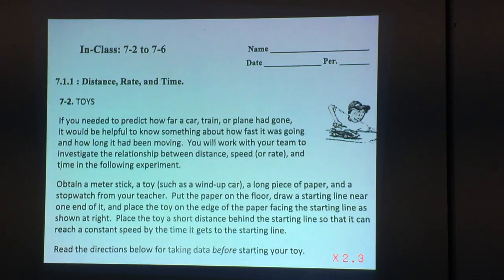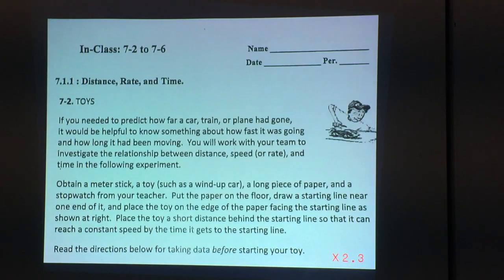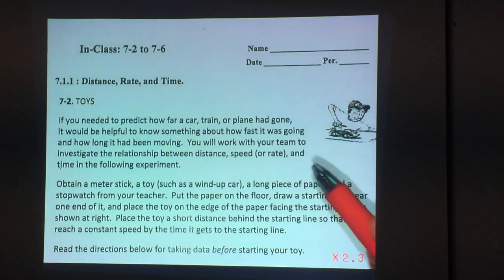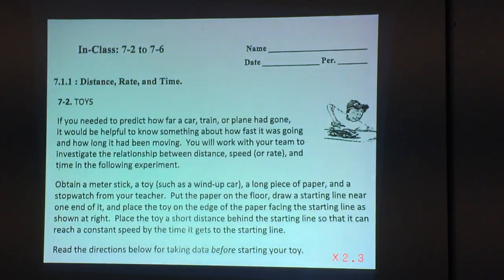Okay, let's get started. Distance, rate, and time. Question 7-2. You will need to predict how far a car, train, or plane has gone. It would be helpful for you to know something about how fast it was going and how long it had been moving. You will work with your team to investigate the relationship between distance, speed, which is the same as rate, and time in the following experiment.